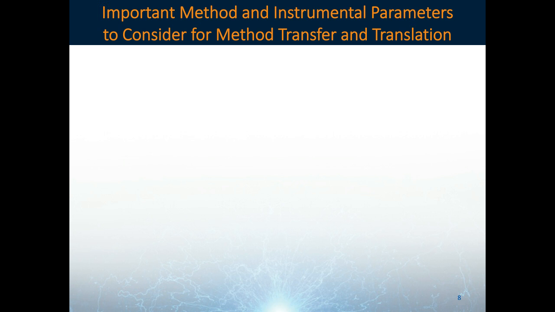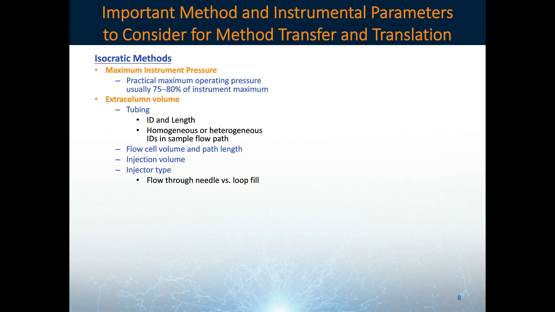For isocratic methods, you need to consider the maximum instrument pressure. So the practical maximum operating pressure is usually 75 to 80% of the instrument maximum. You don't want to be running right at the instrument max because that will wear down your seals pretty quickly. Extra column volume, including the tubing, both the ID and length, and whether you have the same IDs throughout or different IDs can really affect your extra column volume. So what you want to do is make sure you have homogeneous ID columns throughout your sample flow path.